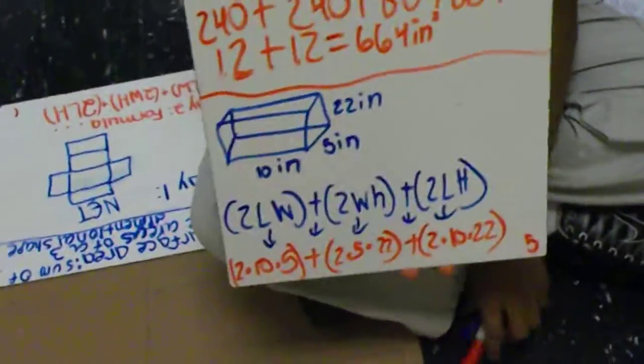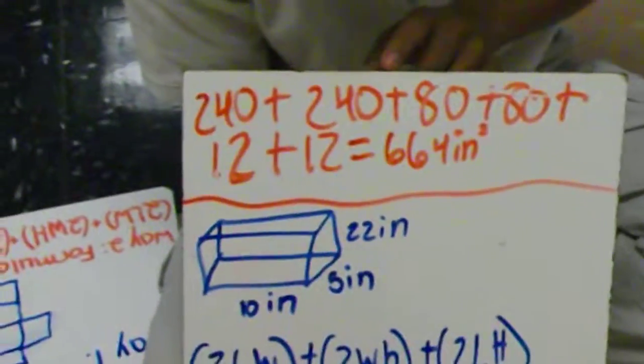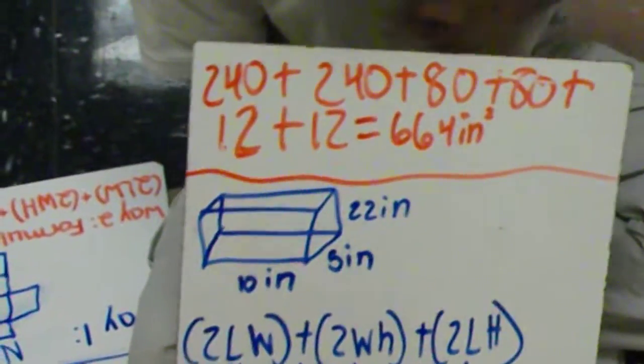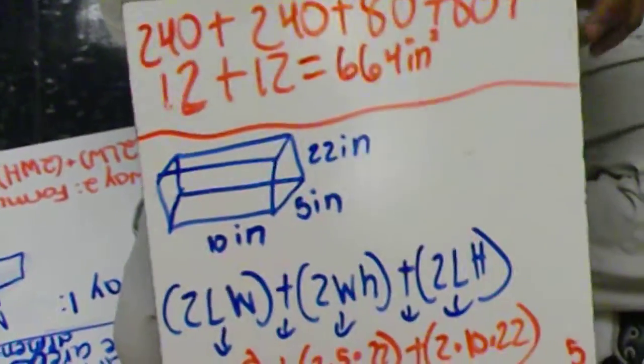Next, what you would do is take all the areas of the rectangles and add them all up. 240 plus 240 plus 80 plus 80 plus 12 plus 12. And what would you get? 664 inches squared. And remember that too, squared, hence area.